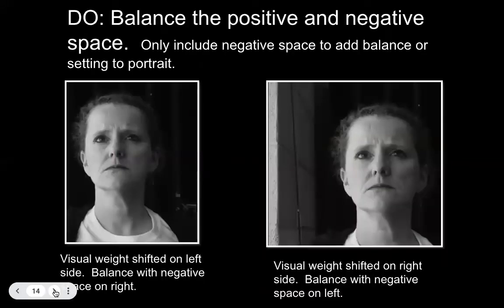Do balance the positive and negative space. In a portrait, your positive space is you, and the negative space is going to be the background. You really want to think about how much space you include. When I'm thinking about space, I often want to shift the visual weight. Here I shifted myself to the left. Here I shifted myself to the right. And I want to think about how much background there is compared to me.